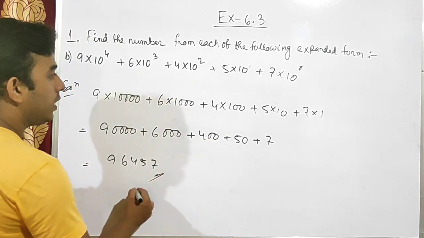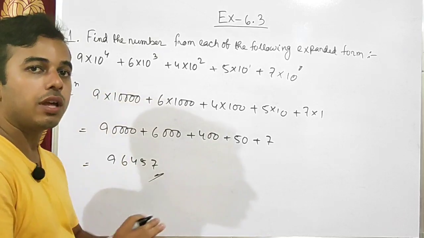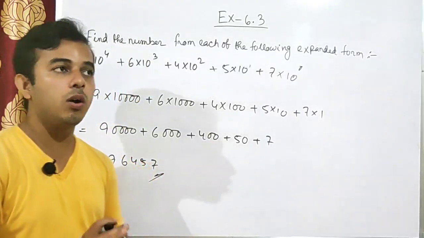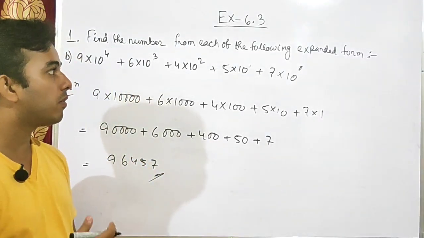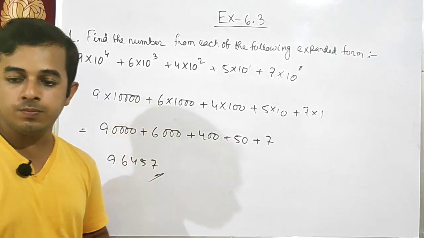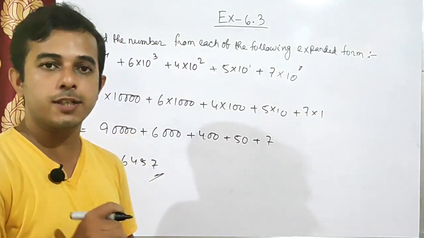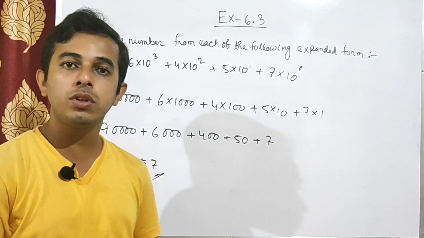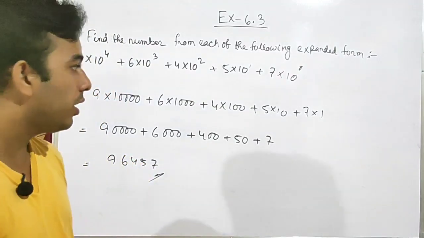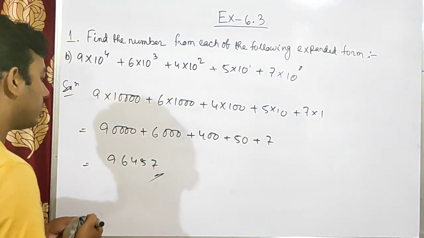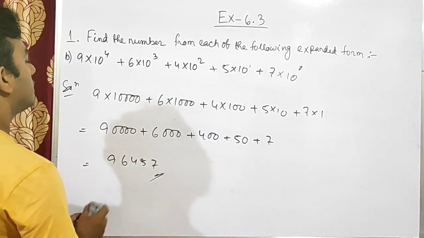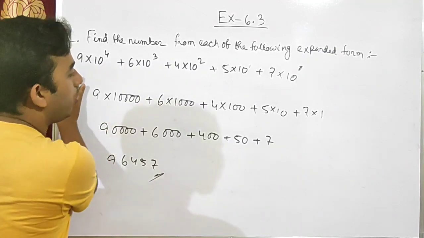96,457. I hope you are clear. Okay, how to express a number from its expanded form. Now we will express the number in the expanded form, from general form to the expanded form. In this process we will do the reverse. Clear? What we will do? We will do the reverse.